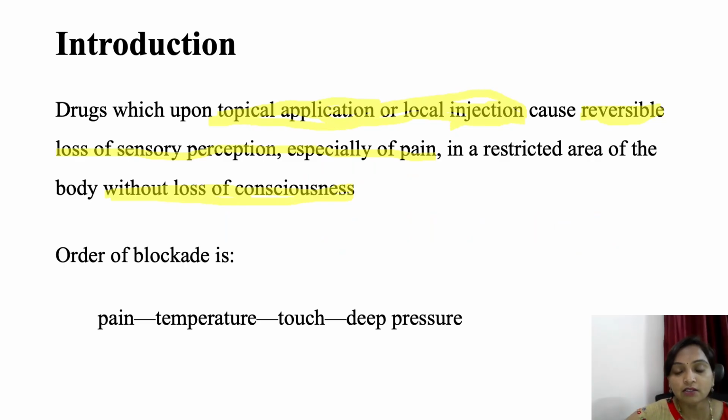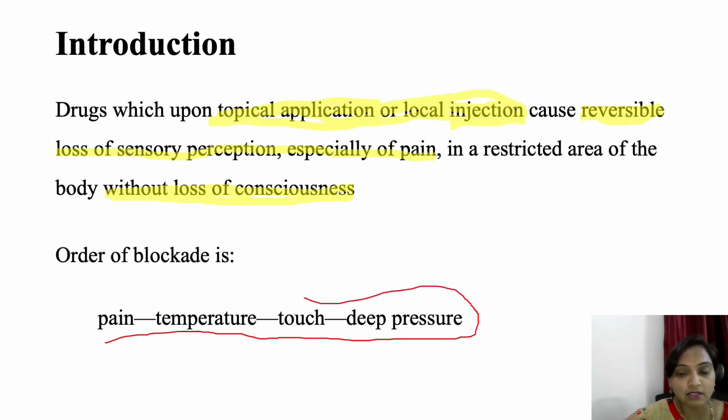So usually there will be differential blockage, meaning first they will block the smaller nerves, okay, than the bigger ones. And the sensation lost is also different. First sensation, that is sensory, which is lost is pain. Okay, after which there will be loss of temperature sense and touch sense and then deep pressure. So this is how it gets blocked. So pain sensation is the first thing to get lost.